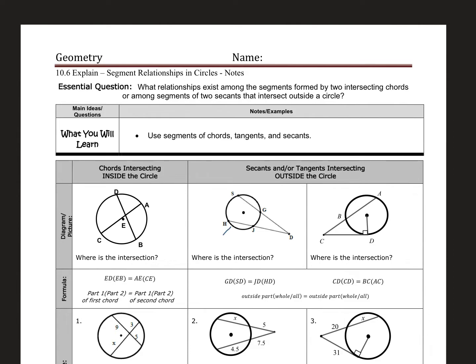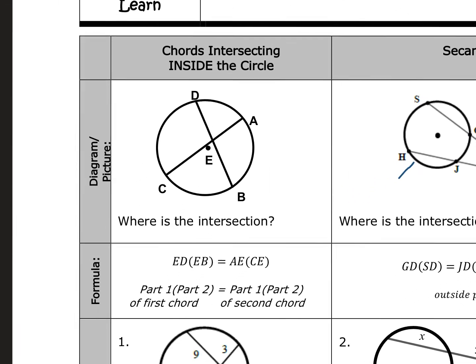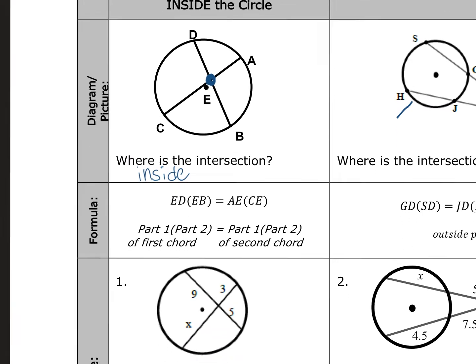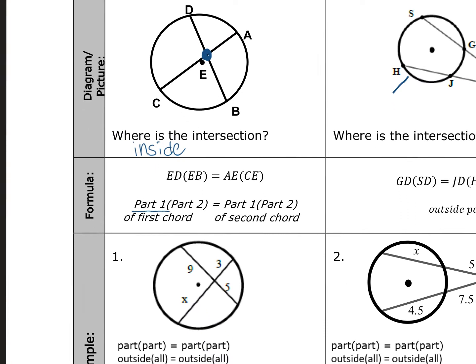We've got three different instances where we might see this. This first one right here is when they intersect inside of the circle. So right here is the intersection of those two lines. So we're going to say it intersects on the inside. And then our formula right below it is going to be multiplying the parts of the lines together.